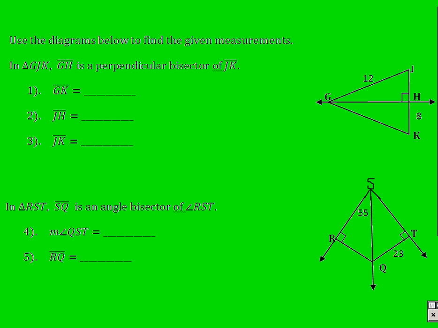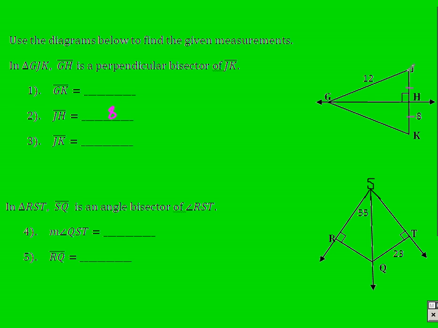Well, this first one we have a perpendicular bisector. So what I should be looking for is, if it's a perpendicular bisector, that means these are obviously cut in half. So whatever HK is, JH must be the same thing. So for my answer here, this needs to be 8, because HK is 8, JH is 8.